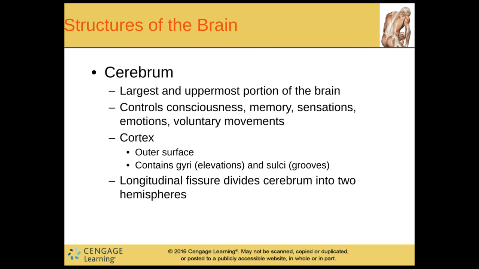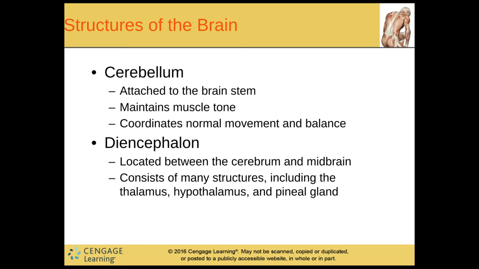So if you've ever looked at a brain or a picture of a brain, you can see it looks kind of spongy, right? That's kind of what that is. There's a longitudinal fissure that divides the cerebrum into two hemispheres. So you have the right and the left brain, right? And then you have the cerebellum, which is attached to the brainstem, and this helps to maintain muscle tone. It coordinates normal movement and balance.